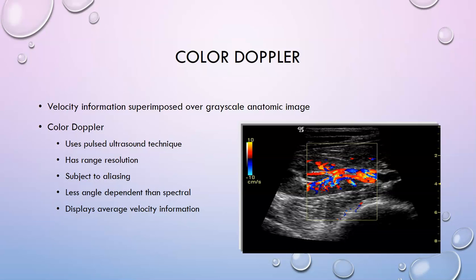In our color display, velocity information gets superimposed over grayscale anatomic images, and we're able to see pretty pictures. This uses a different pulsed ultrasound technique than the spectral. It does have range resolution. It has to, because we're getting an image. It is subject to aliasing. It's far less angle dependent than spectral displays, and it displays average velocity information, and that's an important point.